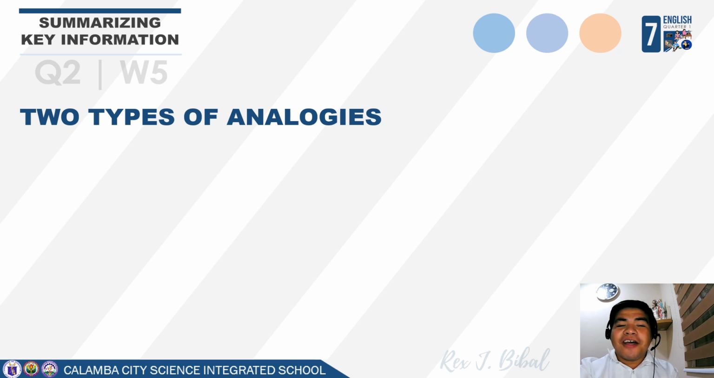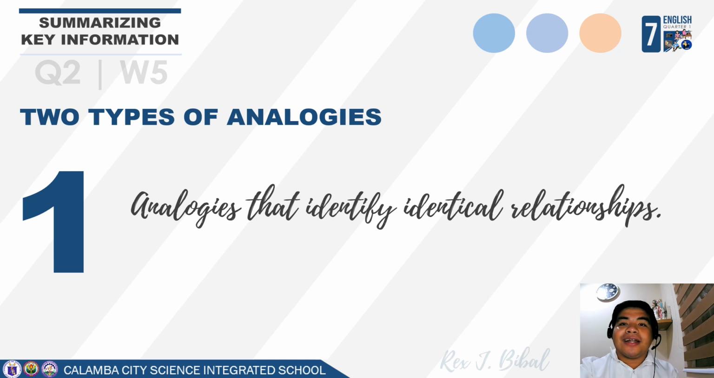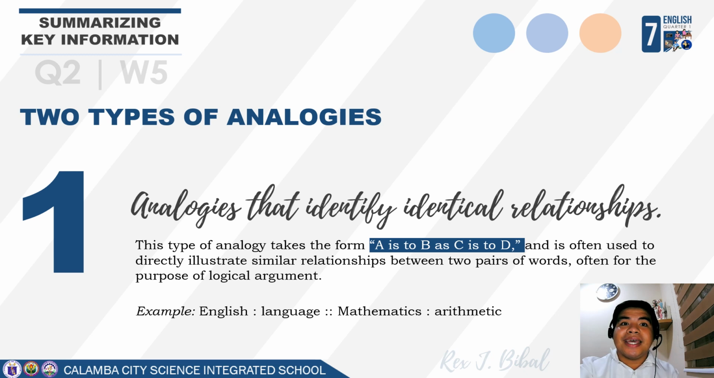Now, moving on, there are two types of analogies, starting with the first one, analogies that identify identical relationships. What do we mean by this? This type of analogy takes the form of A is to B as C is to D, and is often used to directly illustrate similar relationships between two pairs of words, often for the purpose of logical argument. Example: English is to language, as mathematics is to arithmetic.